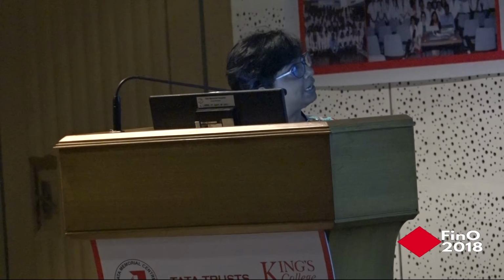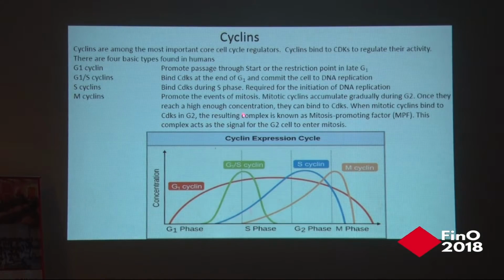Then there are G1/S cyclins, which bind to CDKs at the end of G1, and at that point the cell is committed to DNA replication. S cyclins bind to CDKs during S phase, and they are required for the initiation of DNA replication. Then there are M cyclins, which promote the events of mitosis.